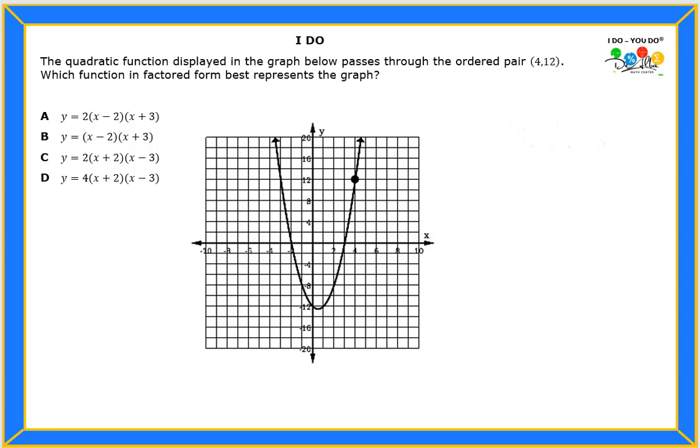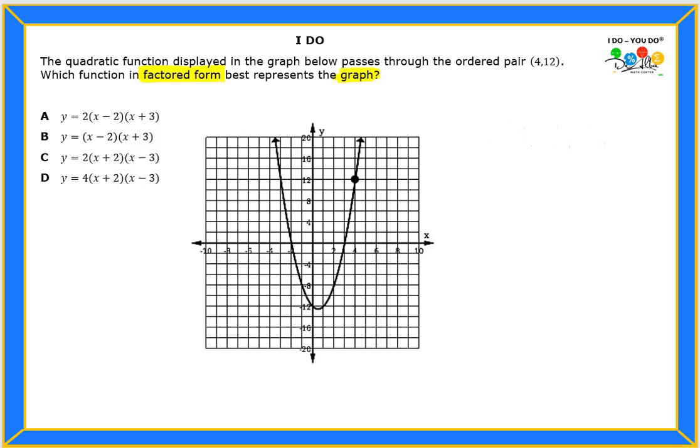And it says, the quadratic function displayed in the graph below passes through the ordered pair (4, 12). Which function in factor form best represents the graph? Okay, so we want to find the factor form, is that right? From the given graph, okay?